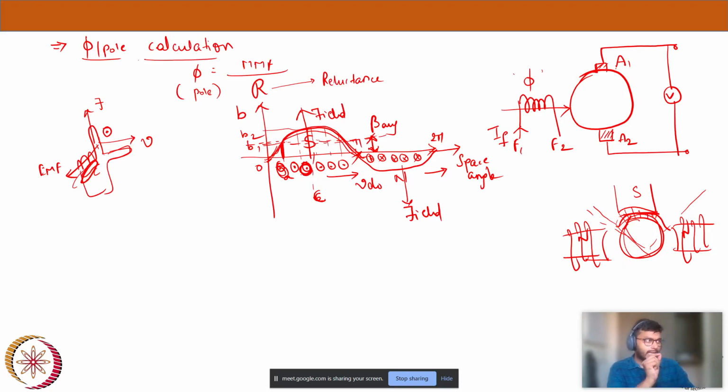Now let's say a single conductor. We already took a single conductor. Now this single conductor is passing from 0 to pi. So induced voltage is not constant in 0 to pi, because each single conductor is experiencing different values of B. Now what we can do is, we will see what kind of B it is experiencing, and from 0 to pi we will take the average value of the flux density, and we will proceed with the calculation of EMF generation.